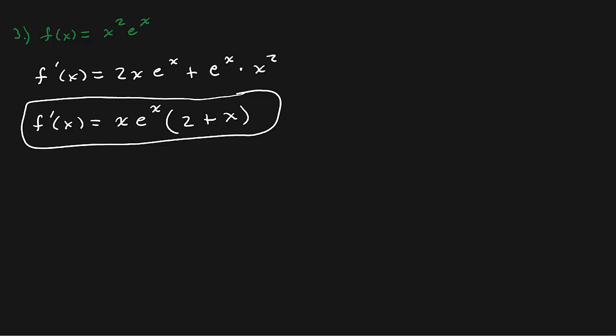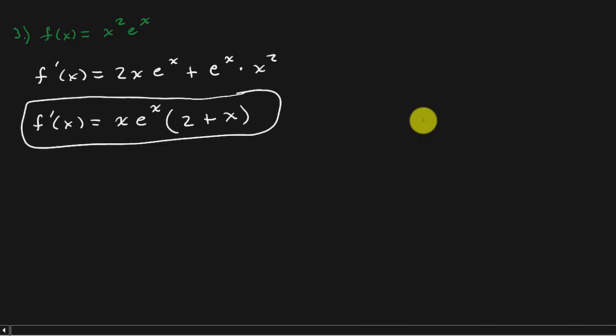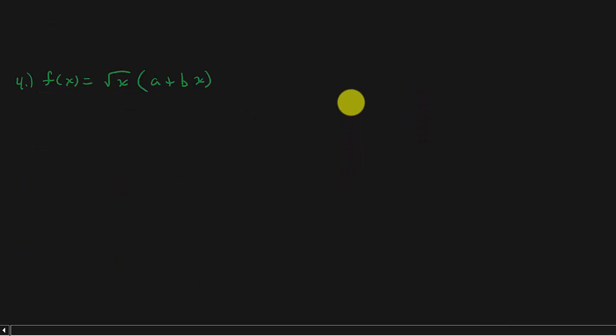All right, and I guess one of the reasons that you want to do that, or kind of get used to factoring out that e to the x, is sometimes when we take these derivatives, we want to set them equal to 0 and solve for x. So just go ahead and factor out that greatest common factor there. All right, let's look at the next one.